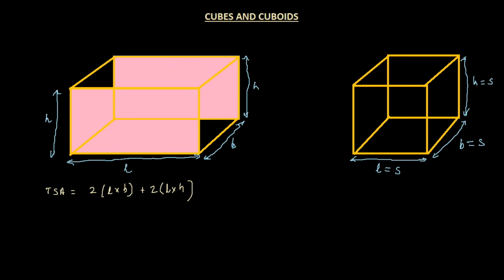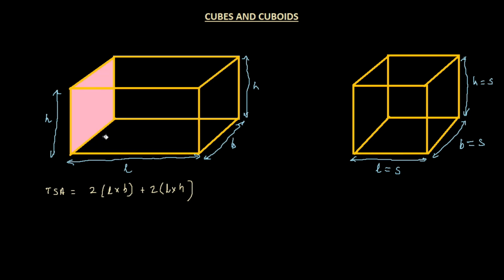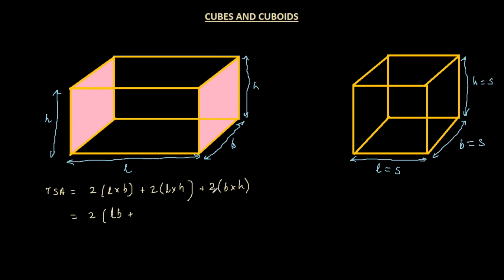And then a cuboid also has a left face and a right face, and the area of that would be breadth times height, and since there are two faces like that, again it will be 2 times breadth times height. And since we can factorize 2 out of all of these, we can say it is 2 times (LB plus, let me take this term first, BH plus LH). So that is the formula for the total surface area of a cuboid.